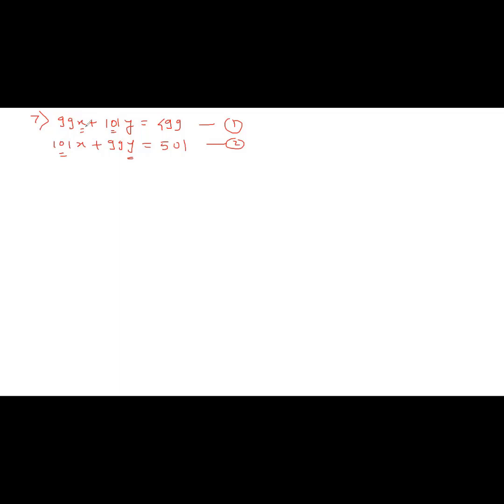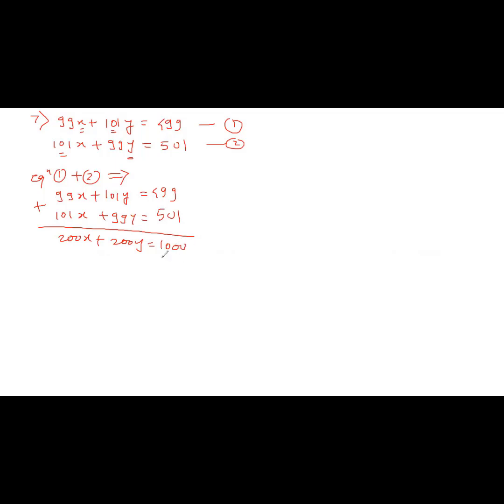If the coefficients in cross are the same, then the first step we are going to take is to add these equations. So you will get 99x plus 101y equals 499. I'm going to write the equation again: 101x plus 99y equals 501. So let's add these equations first. So it becomes 200x, here it becomes 200y, here it becomes 1000. Now you can see that 200x plus 200y is 1000.